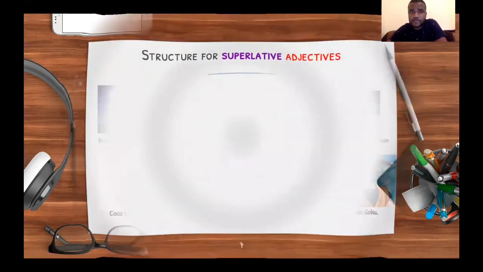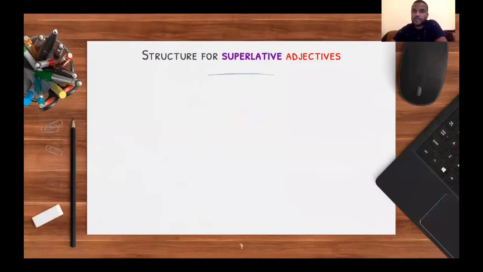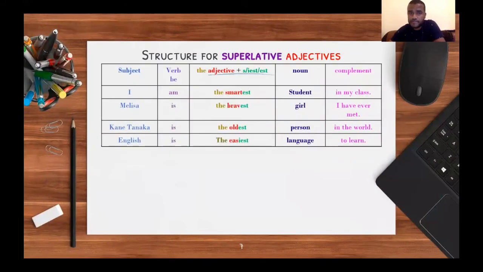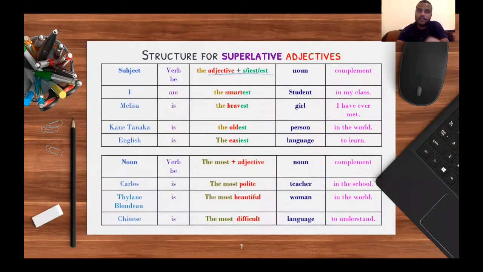Then we are going to move to the superlative adjective. In the superlative, we are going to add est or the most. We add est when we have a short adjective, but when we have a long adjective, we are going to put the most. For example, you can say I am the smartest student in my class.